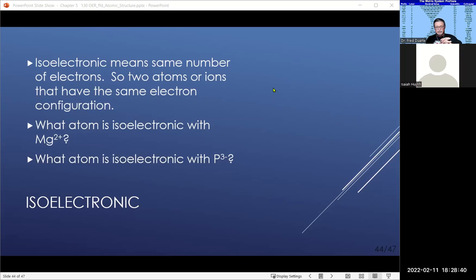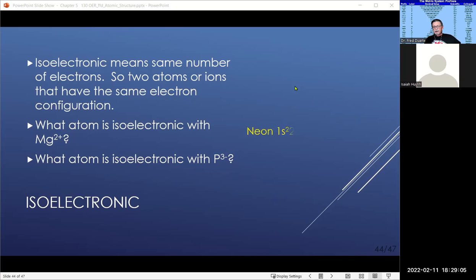We take the time to mention nomenclature and naming. I've already mentioned what isoelectronic means. It is basically having the same number of electrons. Isoelectronic: iso meaning same, electronic meaning electrons. You may be asked, for example, what atom is isoelectronic with magnesium?